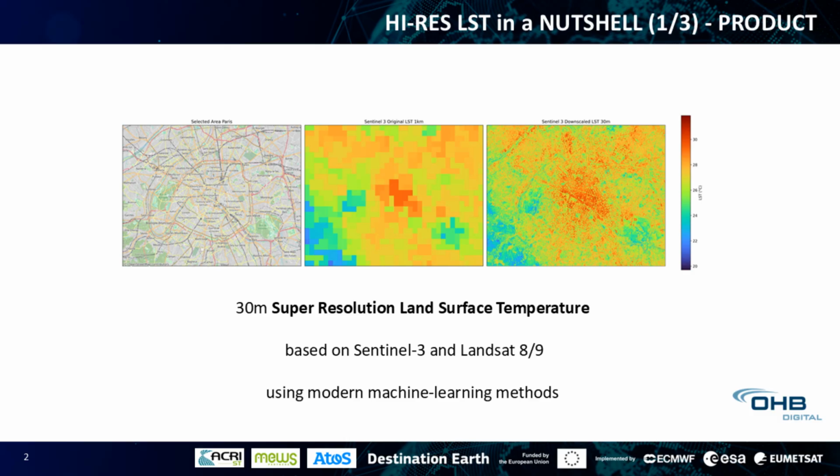The land surface temperature service provides thermal data at 30-meter spatial resolution for selected areas using advanced machine learning methods and established Earth observation products. It enhances applications like climate adaptation, urban planning, and infrastructure resilience by downscaling coarse thermal datasets. It combines coarse resolution data from Sentinel-3 with the high-resolution information from Landsat 8 and 9.